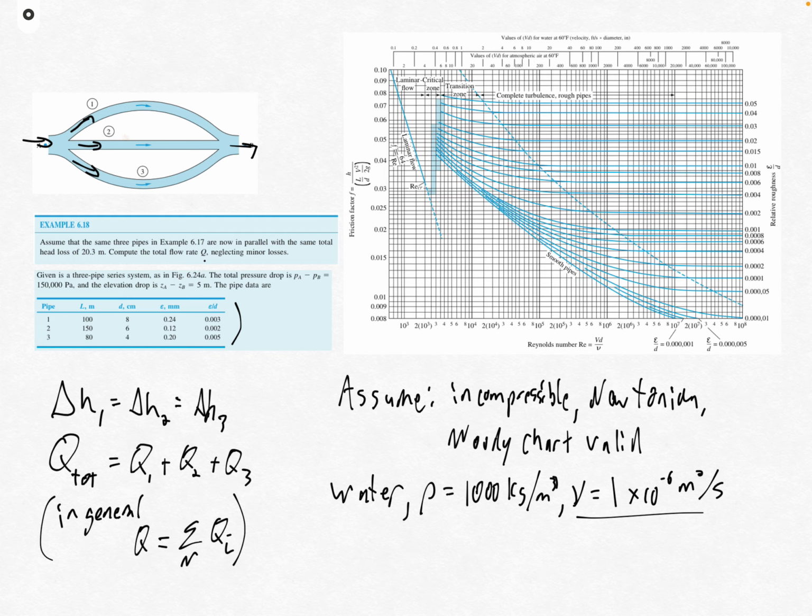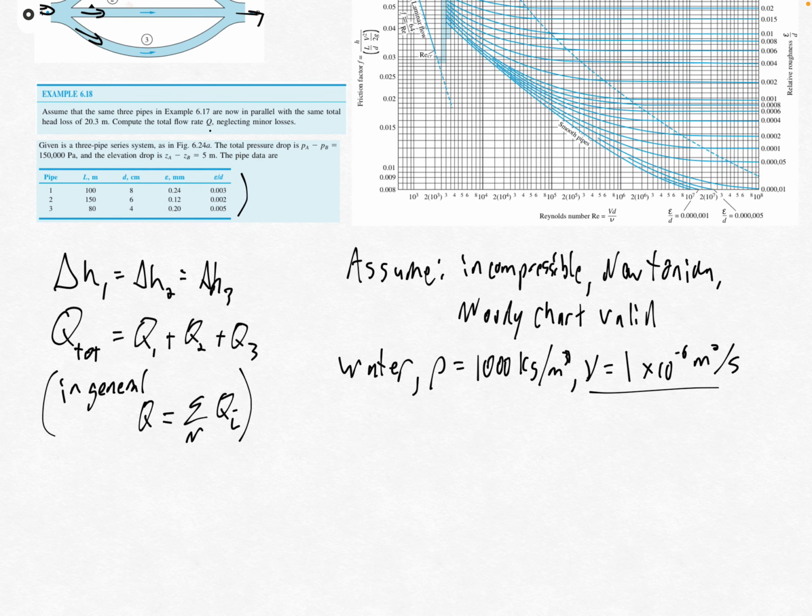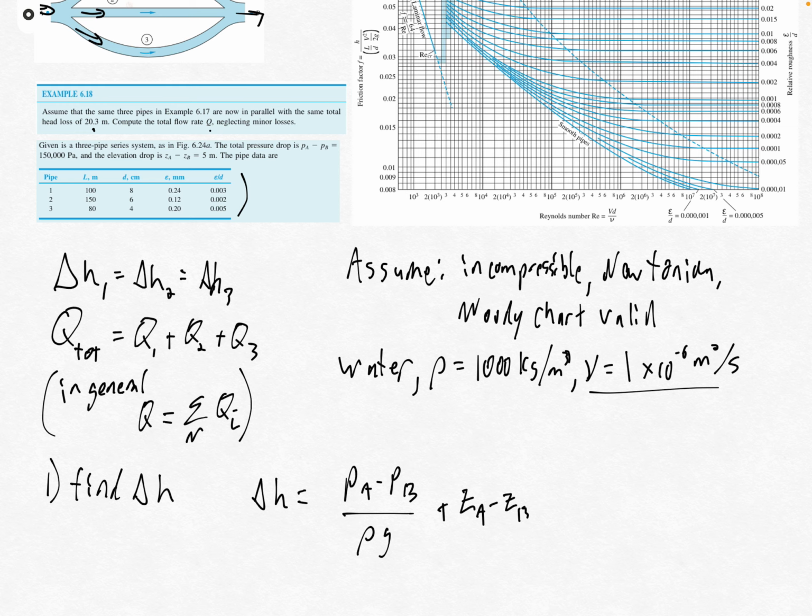So our first task here is going to be to find the head, right? So first find delta H. I guess in the setup to this problem, this example 6.18 is supposed to come after a series pipe solution where they had already computed this, but we'll just run through that. So to find delta H, delta H is going to be PA minus PB, the pressure drop, divided by rho g, which puts it into something with dimensions of length or head, plus ZA minus ZB.